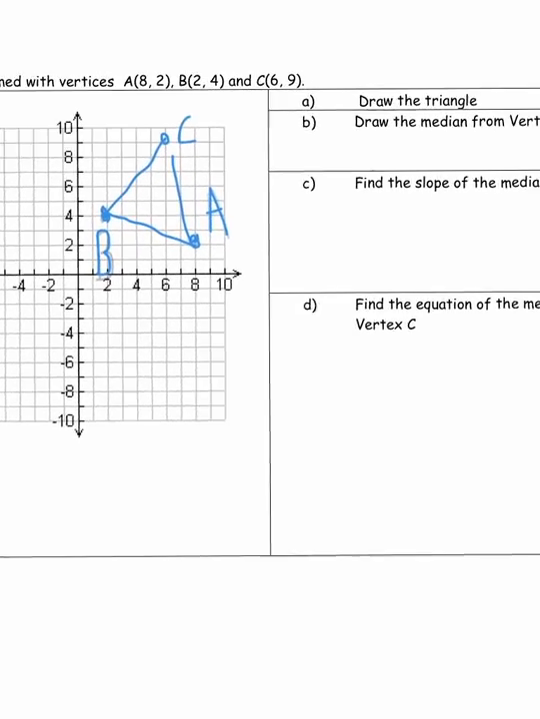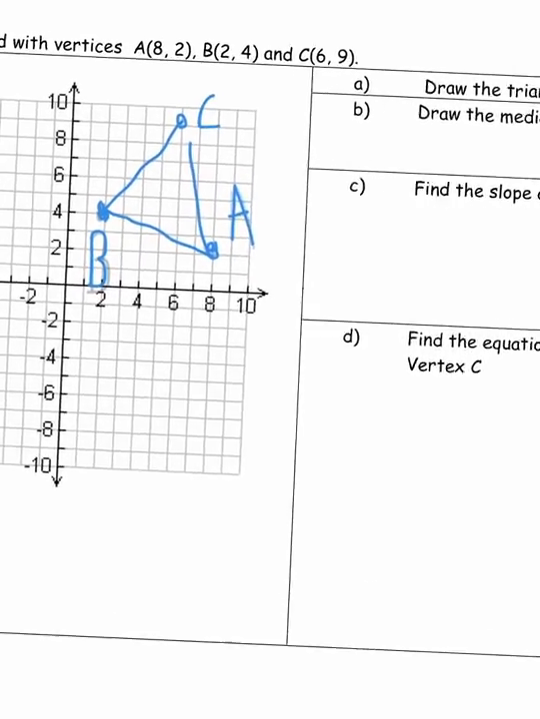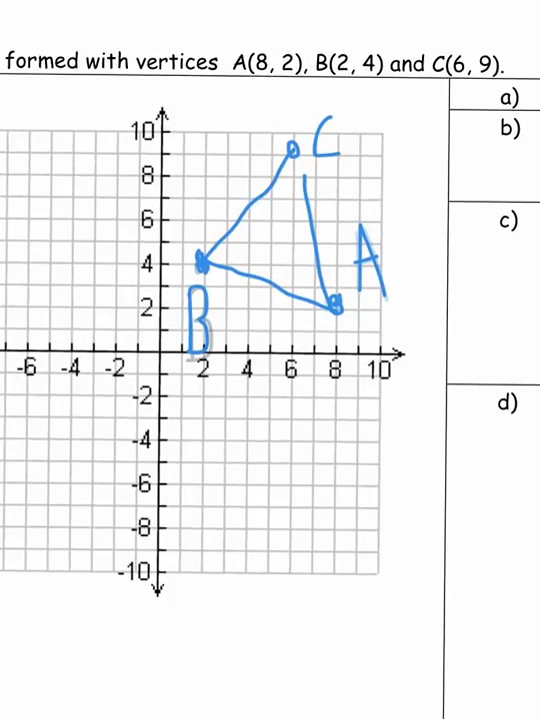So we are trying to find the median from vertex C. Okay, so just to get a rough idea of what's happening here, and I think I'll do that in red. Okay, we want to find the midpoint of AB, so somewhere around here. And then that is the median from vertex C right there. Okay, so that's what we're looking to do.